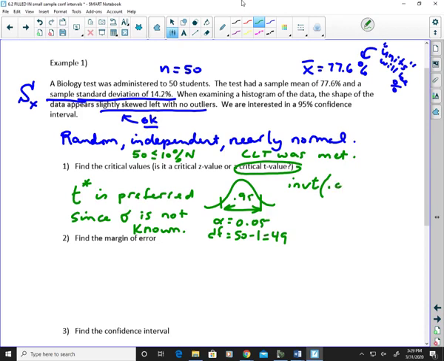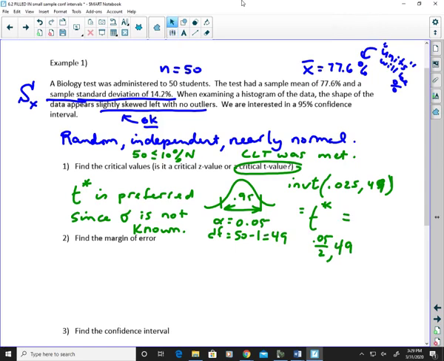And then I put in my area, 0.025, comma, 49, and I get a critical T for a 0.05 that's been divided by 2 with 49 degrees of freedom. I got 2.010, because it was 2.00958. So I'm just going to call that 2.010.